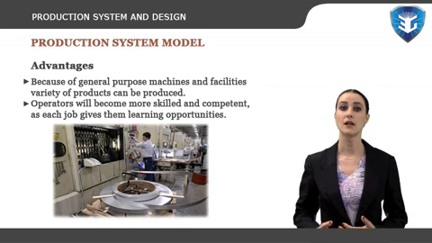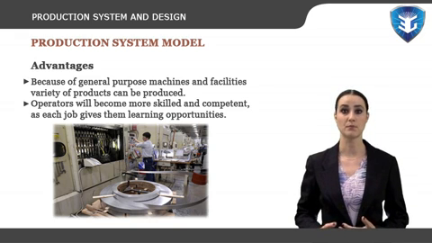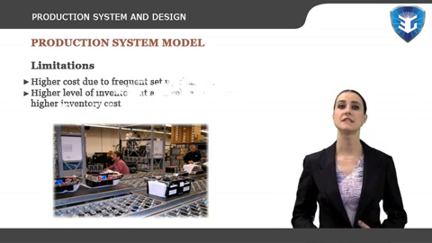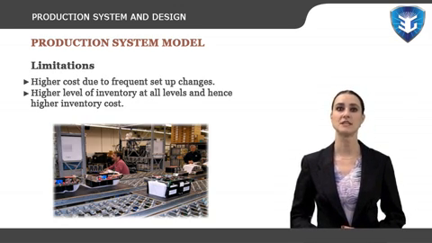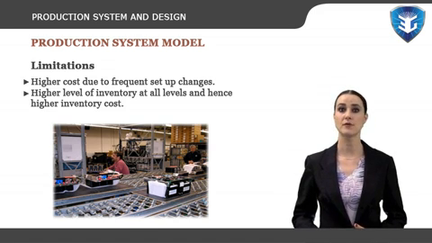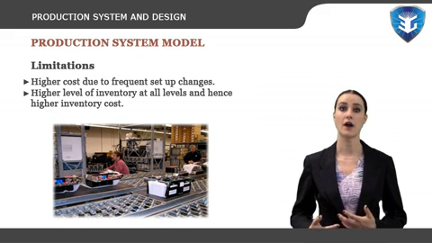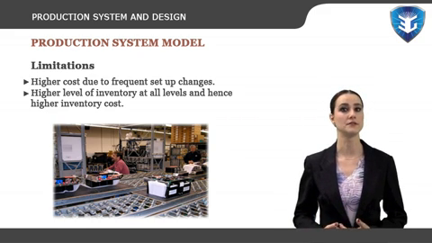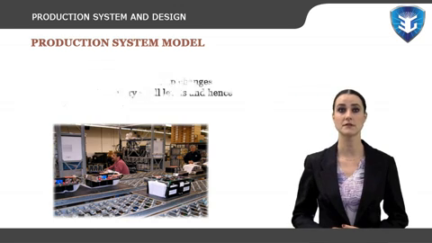Advantages. Following are the advantages of job shop production. Because of general purpose machines and facilities, a variety of products can be produced. Operators will become more skilled and competent, as each job gives them learning opportunities. Limitations. Following are the limitations of job shop production. Higher costs due to frequent setup changes, higher level of inventory at all levels and hence higher inventory cost.